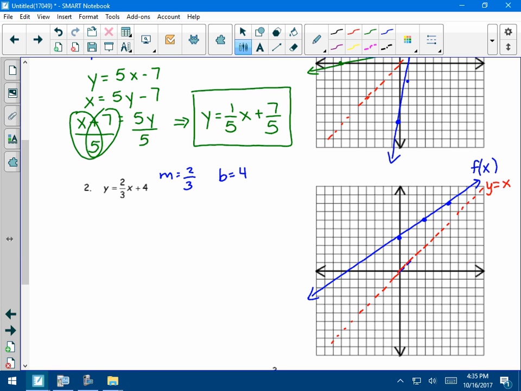And if I want an equation for the, or a graph of the inverse, I'm going to make a table for my original. Use those points I plotted, so 0, 4, and looks like 3, 6, and 6, 8.